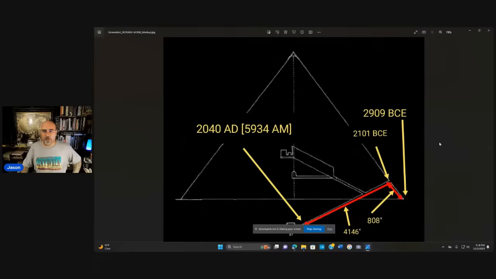The Great Pyramid is a calendar. Here is the start of the Sumerian king list, 670 years, which I've shown you on the Sumerian king list. It is 241,200 shars, which is precisely divided by 360 to be 670 years evenly. That started in 2909 BC. That's the perimeter of the pyramid.